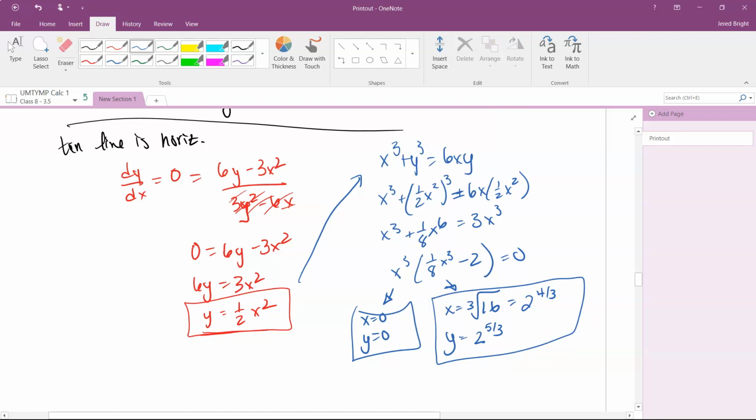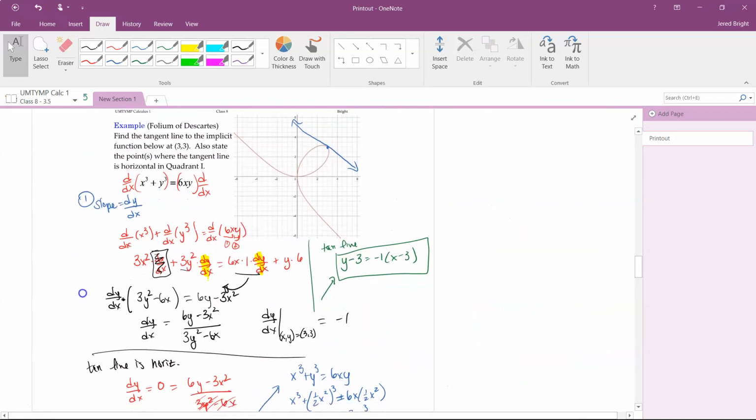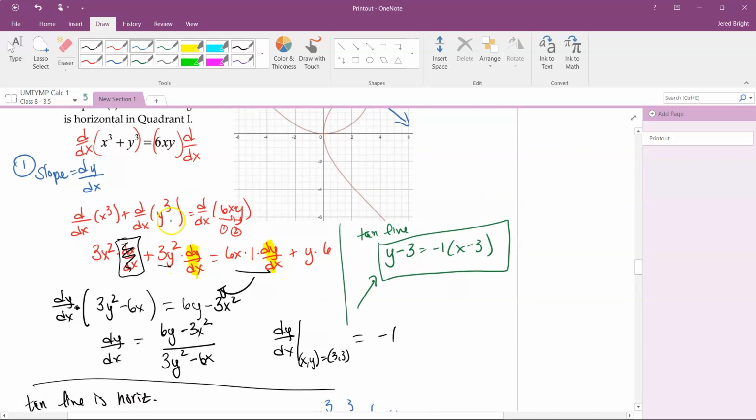All of this is stemming from this nice folium of Descartes, where we had to find the slope, dy/dx, by using implicit differentiation. When we differentiated using the chain rule, anytime you're differentiating something that is not the variable of interest, you need to allow for dy/dx, dy/dt, dx/dt, something indicating that you're differentiating a variable other than the variable of interest.